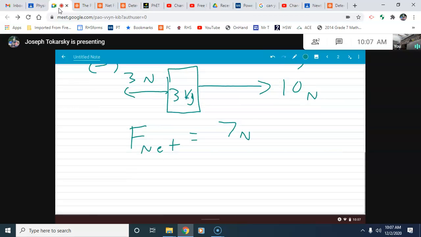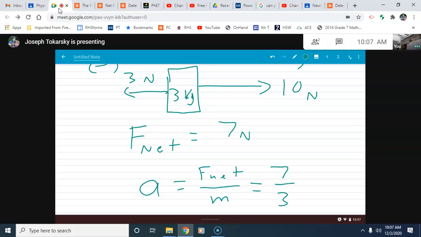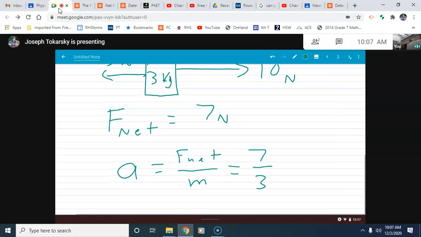And if we want its acceleration, again, we take that net force and simply divide it by the mass. And that's going to be 7 divided by 3. And sometimes they don't come out nice. Use a calculator if you need to. 7 divided by 3. If I round it to 1 or 2 decimal places, that's about 2.3 meters per second squared. Okay?